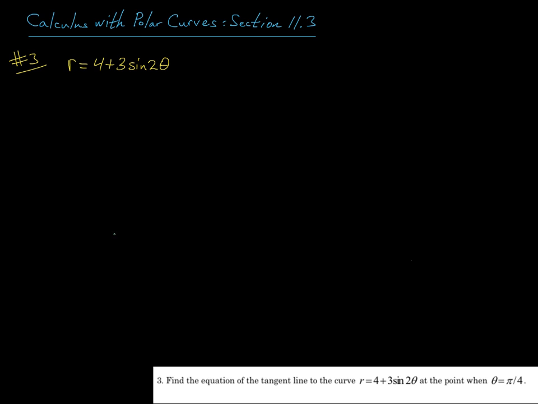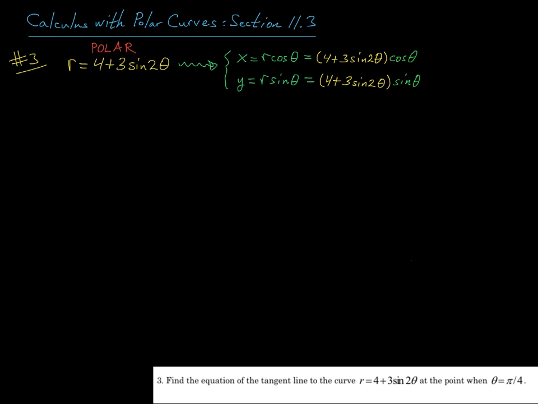Okay, question 3 says find the equation of the tangent line of the curve r equals 4 plus 3 sine of 2 theta at the point when theta is equal to pi over 4. Alright, so just like in the last few examples, for this polar equation here, we can consider the corresponding parametric representation for the curve.